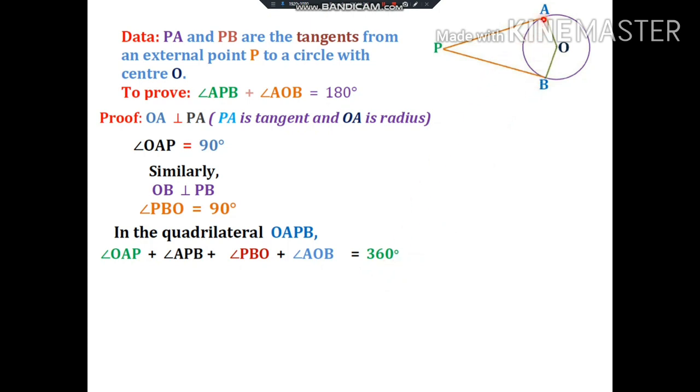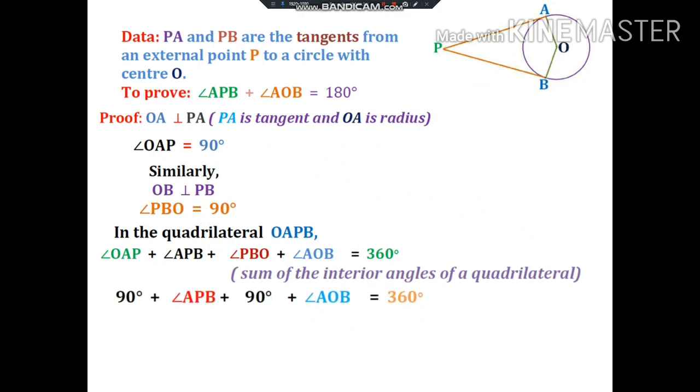A and B are 90 degree. Angle A is here. Substitute. The reason for this, you write here, children, sum of the interior angles of a quadrilateral. Here, AOP 90 degree and write APB as it is, and PBO 90 degree and AOB as it is equal to 360 degree.